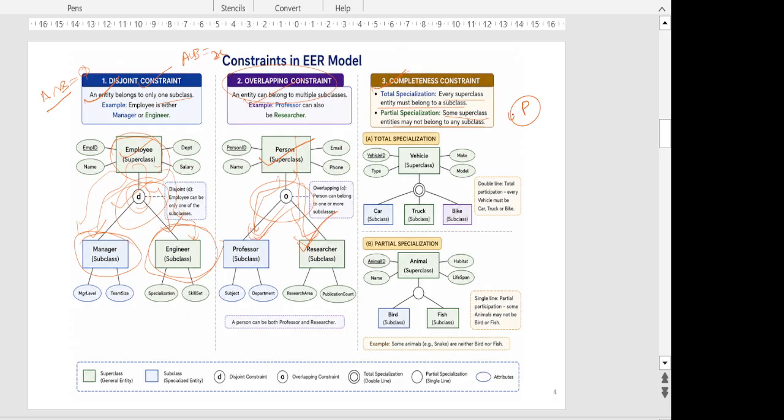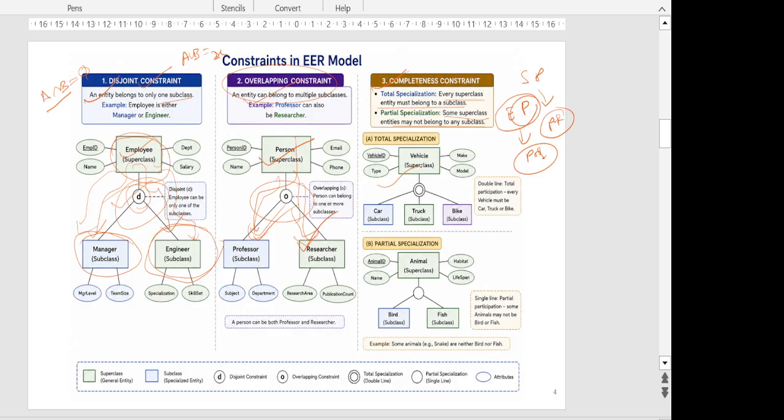Every person is a professor. Every person is a professor. This is a total participation. All persons are professors. So this is a total participation. Partial participation means some persons are not professors. So this is the example. You can see a total participation example.